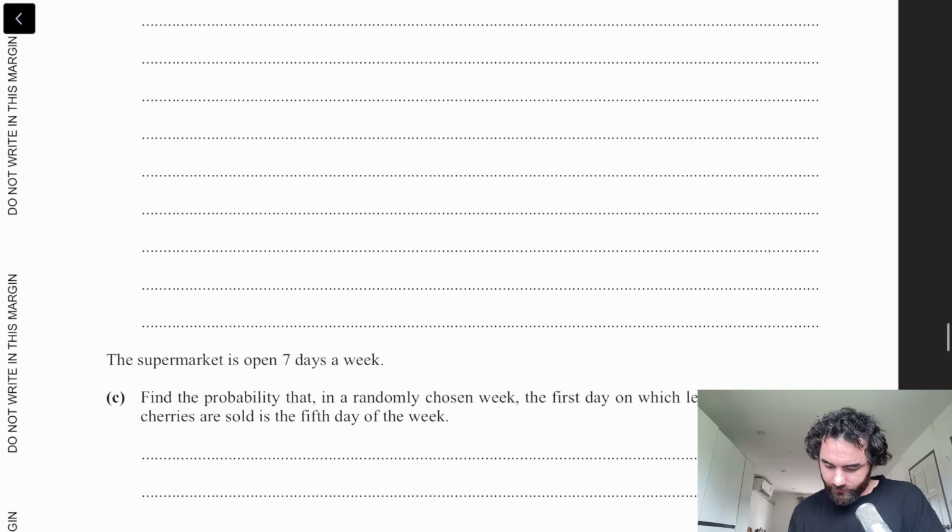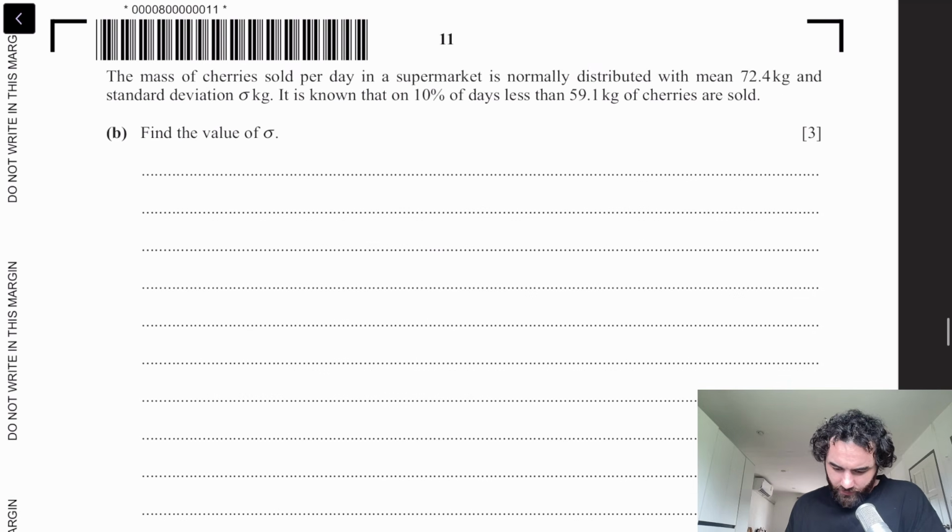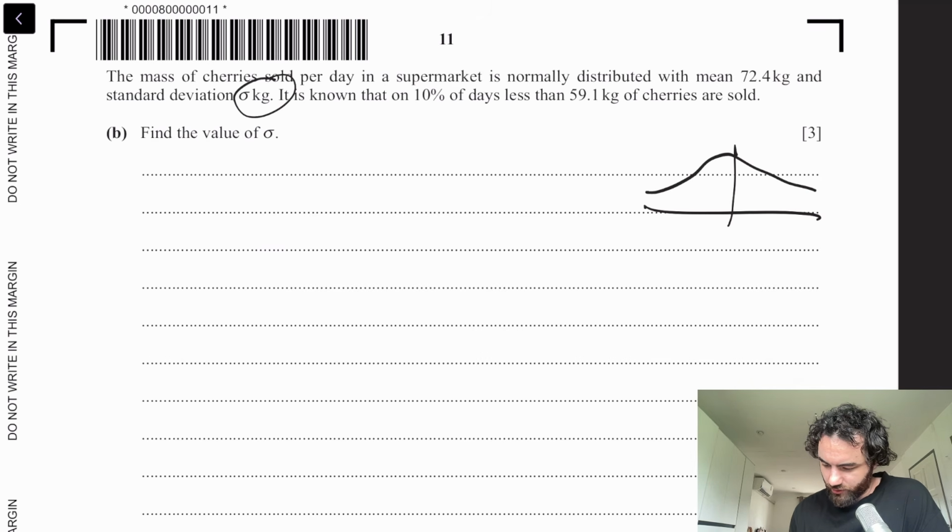Keep going. The mass of cherries sold per day in the supermarket is normally distributed with a mean of, okay, so we've got a different one, and a standard deviation unknown. It is known that on 10% of the days less than 59.1 cherries are sold. So we've got this distribution. 59.1, this is 10%, so this is 0.1, 72.4. So this is our, let's call it Y.